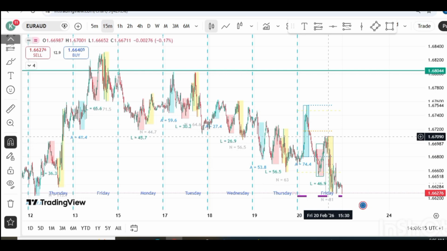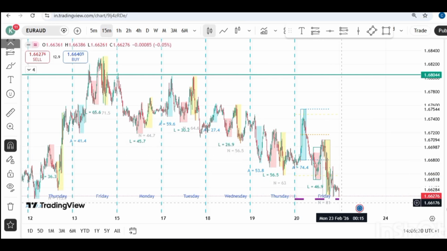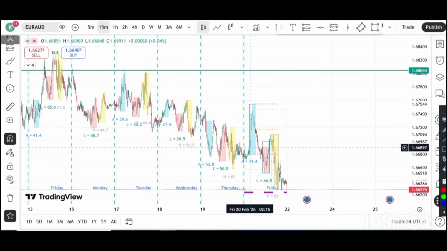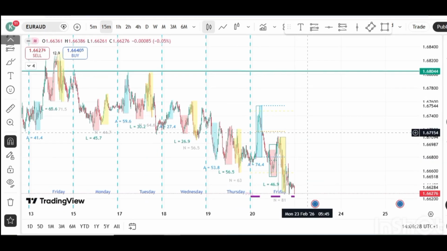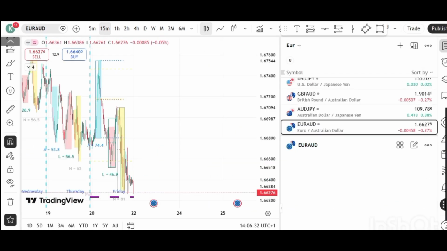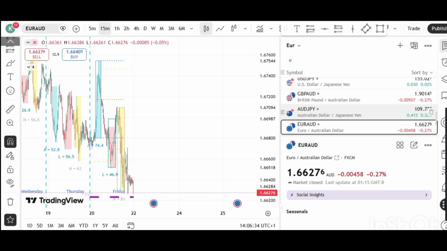But I entered on Friday, as I mentioned before. I took this trade again on Friday. I closed in profit. So another trade I took was JPY. JPY, I took that as a buy. Of course, it's the same.